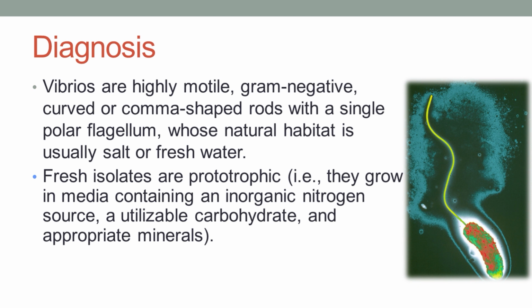Regarding diagnosis, since Vibrios are highly motile and gram-negative, it is very easy to detect them. Also, they have a specific shape. They are comma-shaped or curved bacteria. So it is a comma-shaped rod. It has just one flagellum on one side, which is why it is called monotrichous.